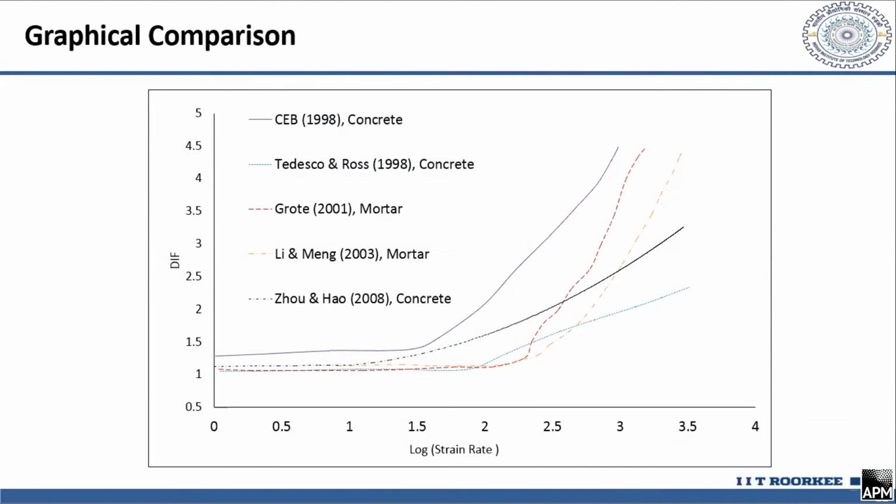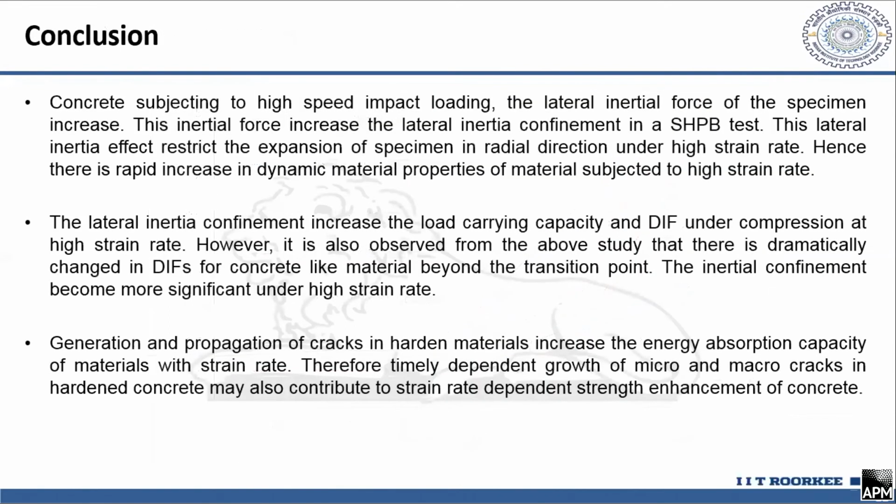DIF. And on the basis of this graph, I have found some conclusions. The conclusion is that for concrete, or any other mortar or lightweight concrete material subjected to high speed impact loading, most of the researchers report that the lateral inertial force of the specimen increases, and this inertial force increases the lateral inertial confinement in the SHPB test. This lateral inertia effect resists the expansion of the specimen in the radial direction under high strain rate. Hence, there is a rapid increase in the dynamic material properties of materials subjected to high strain rate beyond the transition point.